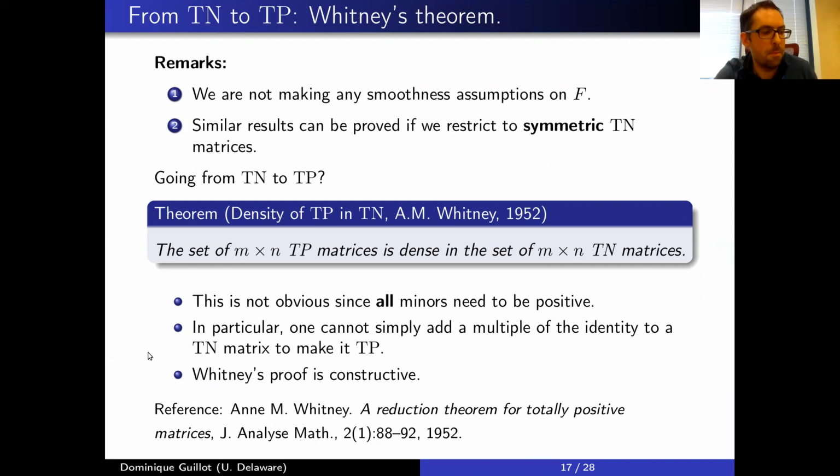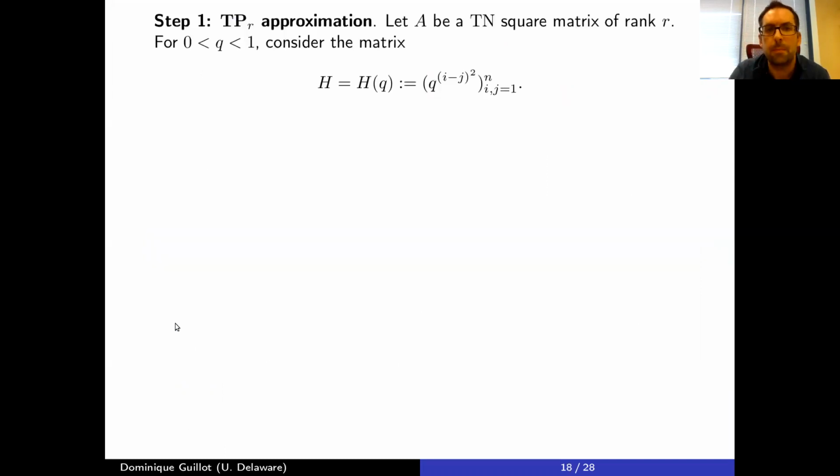Let me just briefly try to explain how this was done, because this is actually quite simple, but very interesting. The proof goes as follows. Let's say we start with a totally non-negative square matrix that has rank R. So we do the following. Consider the matrix H defined as follows. If you look carefully, this is basically a Gaussian kernel in disguise, just like we saw on the first slides.